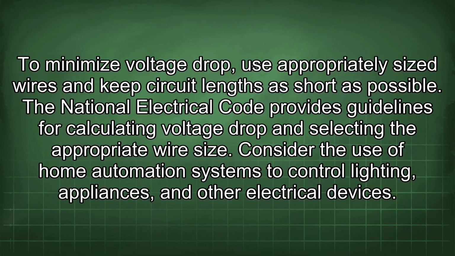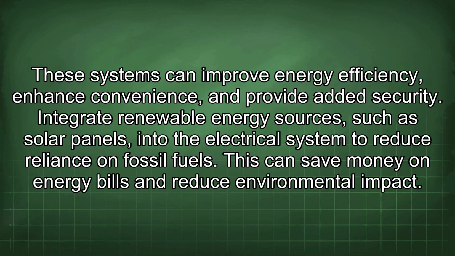Consider the use of home automation systems to control lighting, appliances, and other electrical devices. These systems can improve energy efficiency, enhance convenience, and provide added security. Integrate renewable energy sources, such as solar panels, into the electrical system to reduce reliance on fossil fuels. This can save money on energy bills and reduce environmental impact.